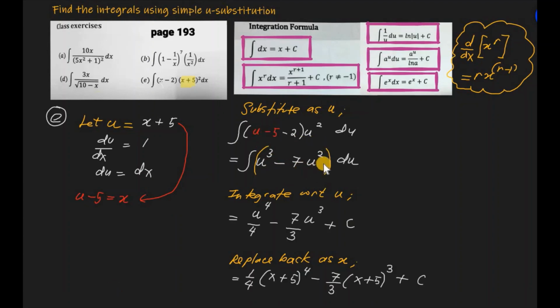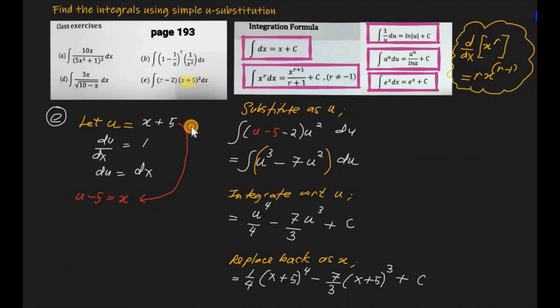If my calculation is correct, we have u power 3 minus 7u squared. And now we have one variable u. So now we are ready to integrate. We're going to use this formula. So integrating u power 3 is u power 4 on 4. Integrating u squared, the 7, we put it outside. Integrating u squared is u power 3 on 3. And don't forget your c. And this is not yet our answer. We need to replace back the u in terms of x.